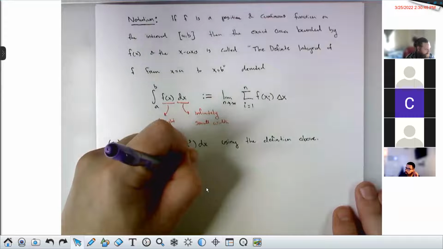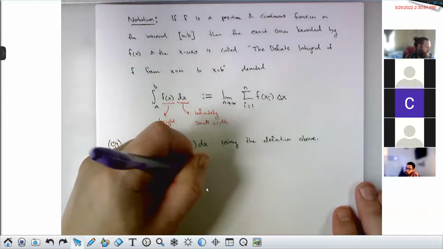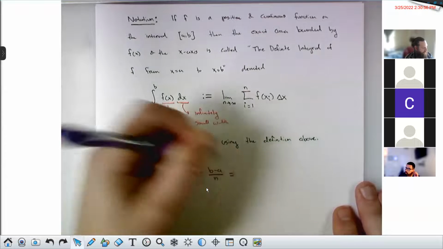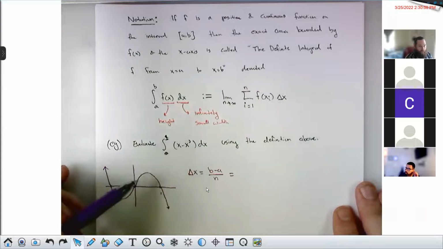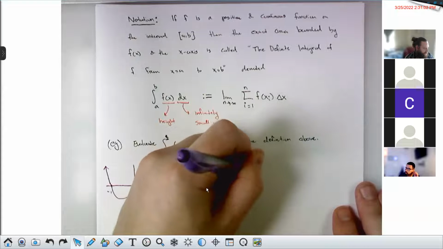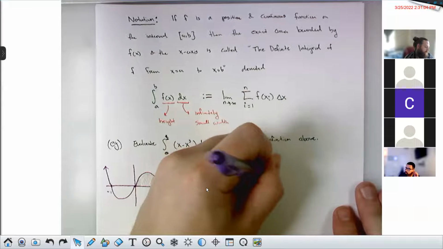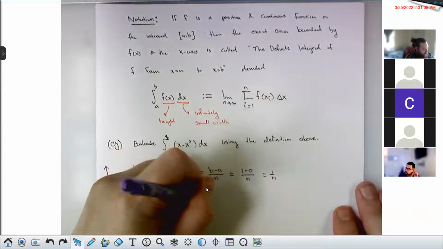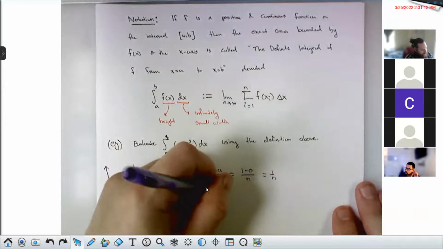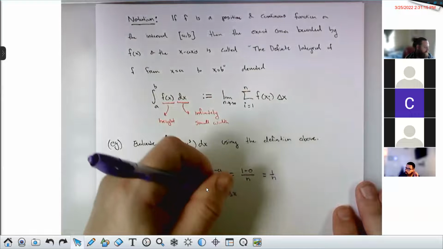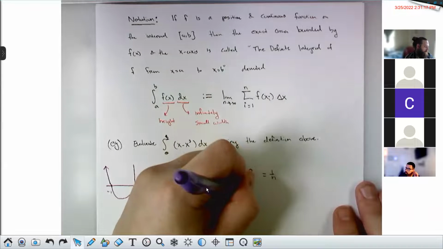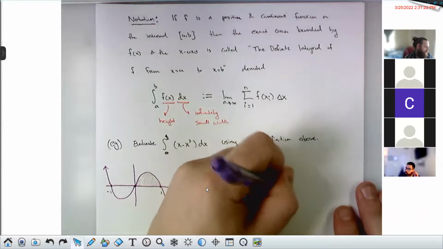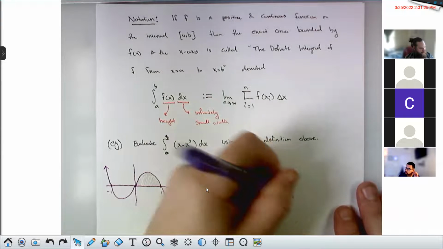So delta x is b minus a over n. We're integrating from 0 to 1. So a is 0, b is 1. So this is 1 minus 0 over n, or just 1 over n, similar to before. And the xi's, those are always a plus i times delta x. a is 0. This is 0 plus i times 1 over n. You could write that as just i over n if you wanted to.